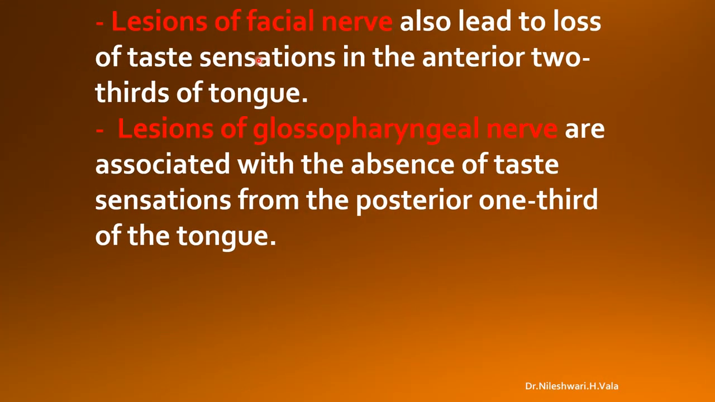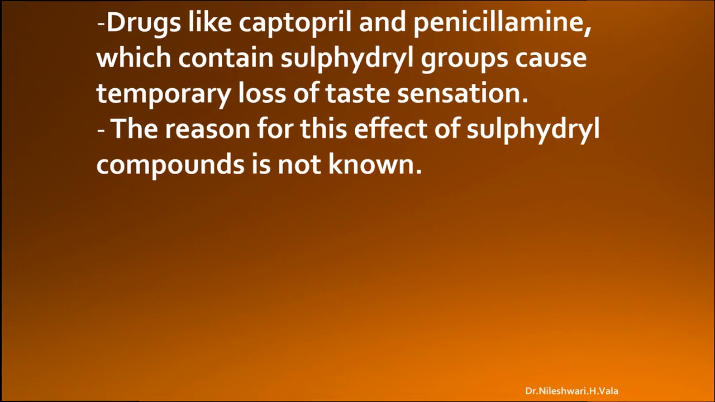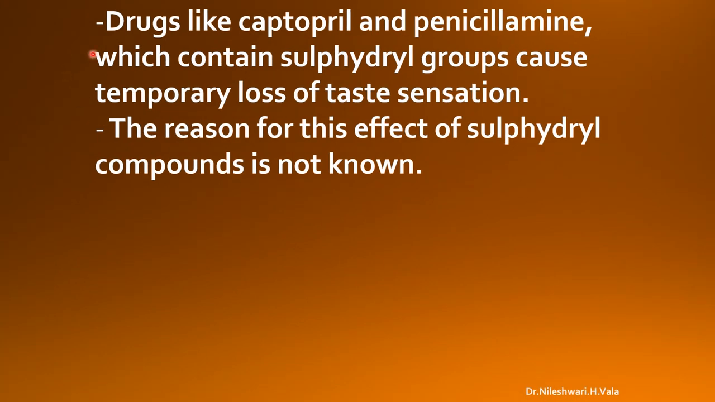Then lesion of the facial nerve also leads to loss of taste sensation in the anterior two-thirds of the tongue. Lesion of the glossopharyngeal nerve is associated with the absence of the taste sensation from the posterior one-third of the tongue. Now drugs like captopril and penicillamine, which contain sulfhydryl groups, cause a temporary loss of taste sensation, and the reason for this effect of the sulfhydryl group is not known.